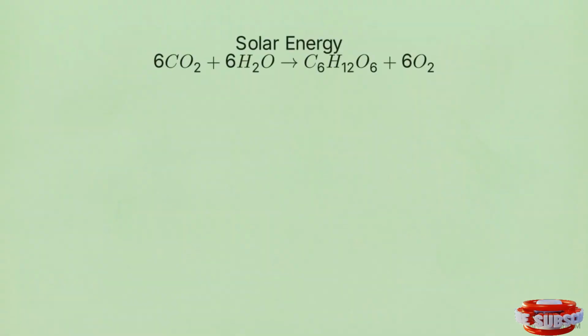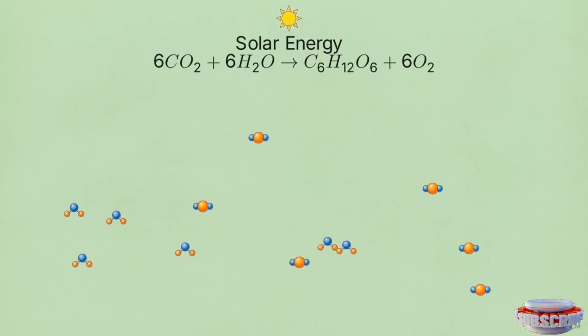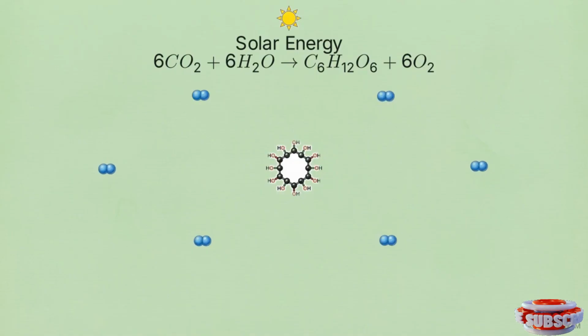This diagram outlines the macrolevel stoichiometry of the process. 6 molecules of carbon dioxide and 6 molecules of water are converted, via the input of solar energy, into 1 molecule of glucose and 6 molecules of molecular oxygen.